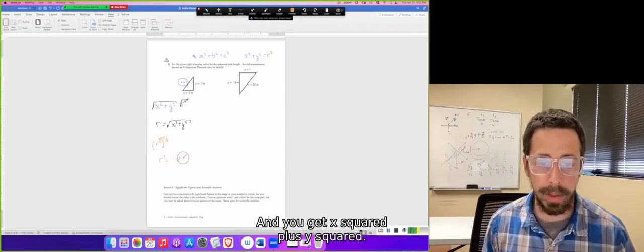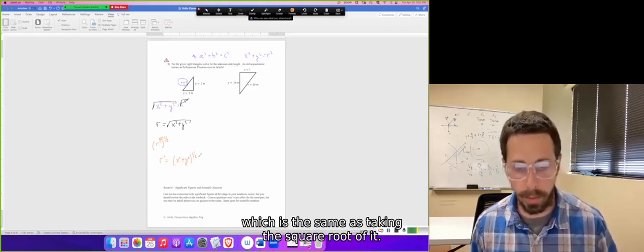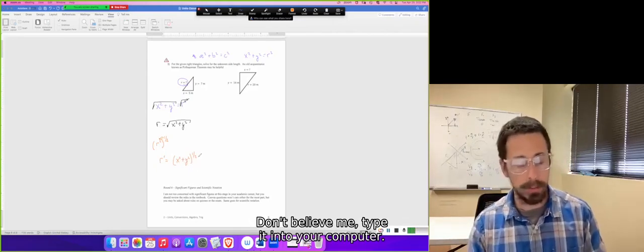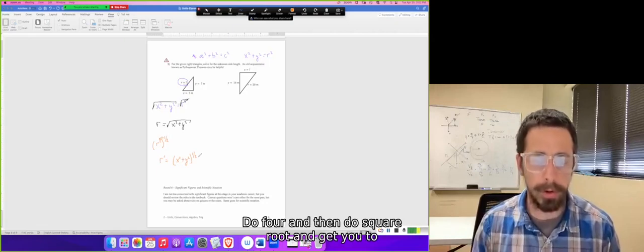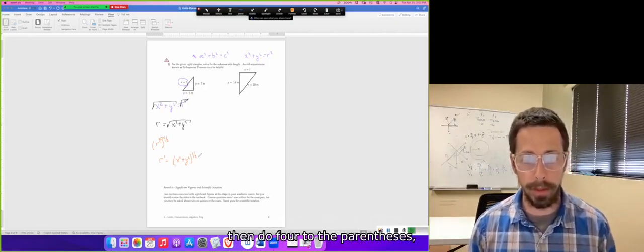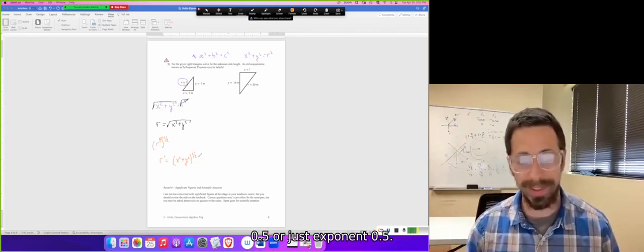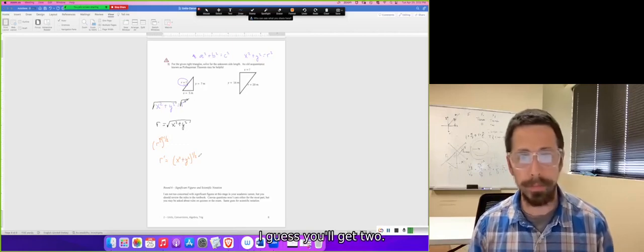And that's exactly what we want, solving for r by itself. Then you get x squared plus y squared, and this goes to the 1/2 power, which is the same as taking the square root of it. Don't believe me? Type it into your computer. Do 4 and then do square root. It'll get you 2. And then do 4 to the parentheses 0.5, or just exponent 0.5. My guess, you'll get 2.